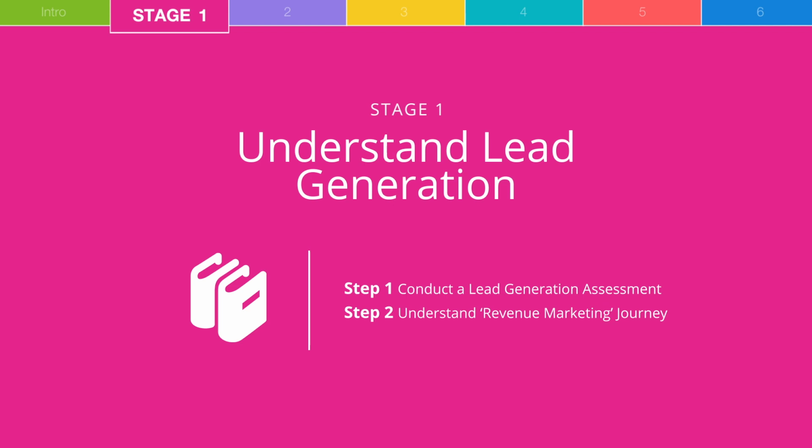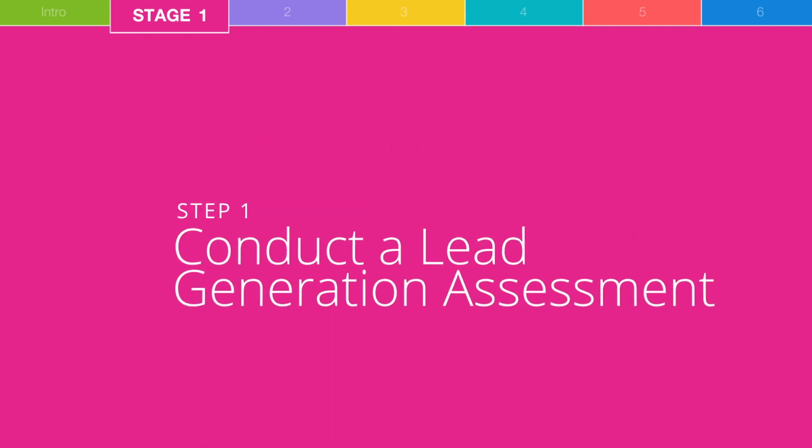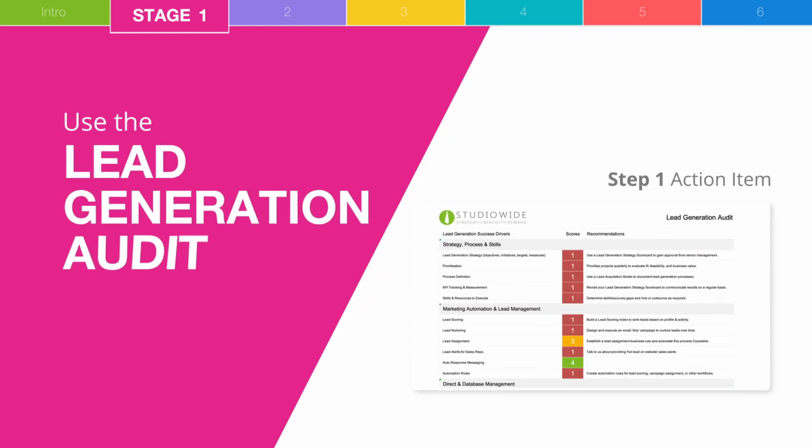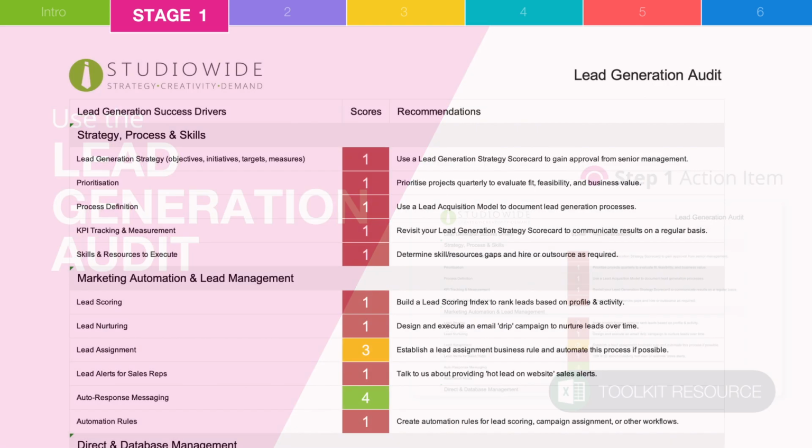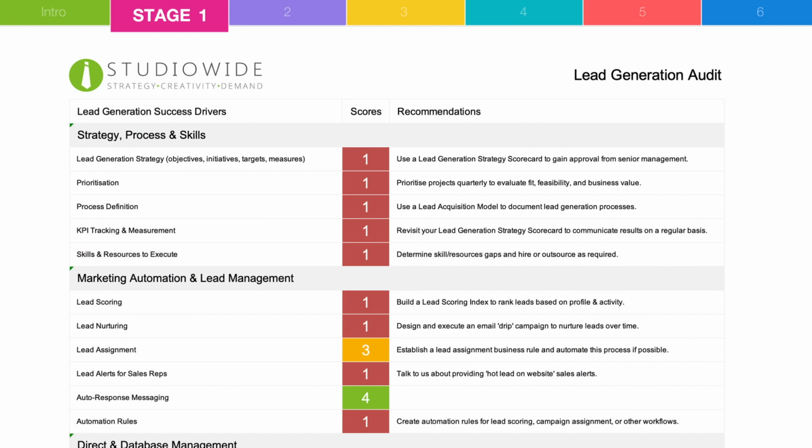So, let's move into step 1, which is conducting a lead generation assessment. The action item here is to use the lead generation audit to help you to determine your strengths and weaknesses when it comes to generating qualified leads. Let's take a look at that lead generation audit. This is a detailed tool that will help you to understand how mature your lead generation program currently is.